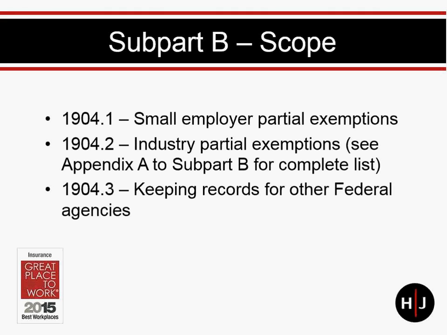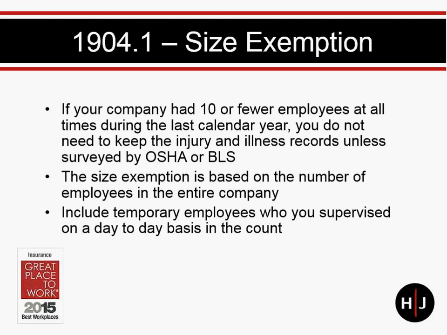Begin with Subpart B of 1904, which is the rules and regulations related to record keeping. On there, the first three parts, you see them listed here: there is the small employer partial exemption, there are industry exemptions, and there's also how to keep records for other federal agencies. We won't spend much time in those areas. I will go back, though, and reference a size exemption.